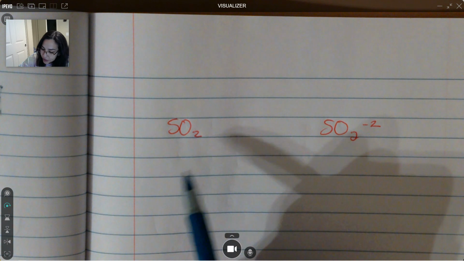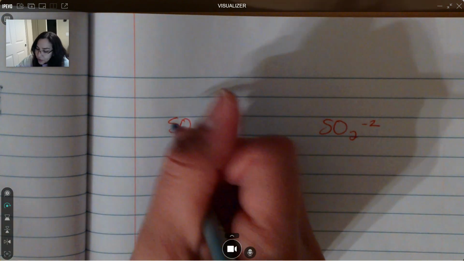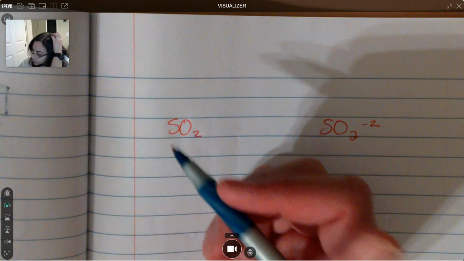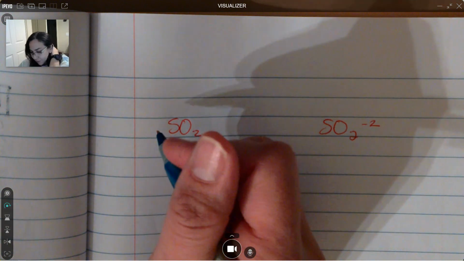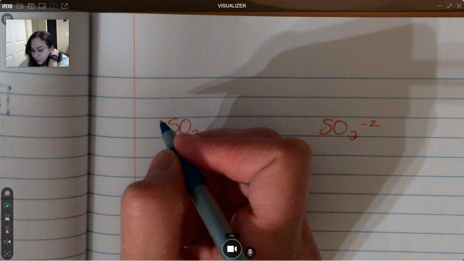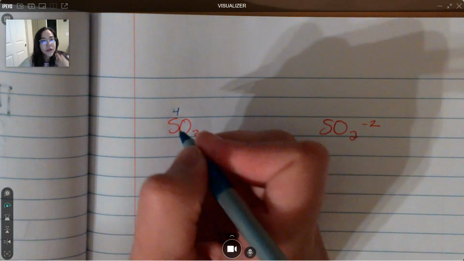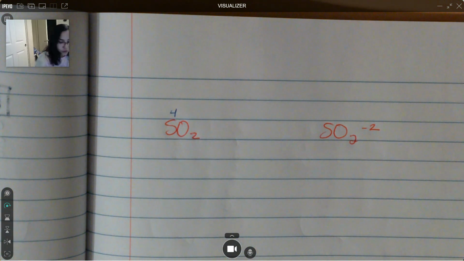So we're going to have SO2 and SO2 with the -2 charge. Those are the two that we're going to look at. The first one right here has no charge, right? So let's figure out what the overall charge of this one is going to be. We know it's neutral, but what is it? So sulfur, let's look at the periodic table. I don't want to give you guys a wrong thing for sulfur.